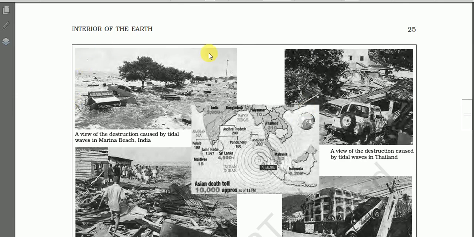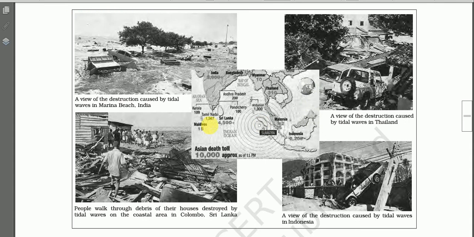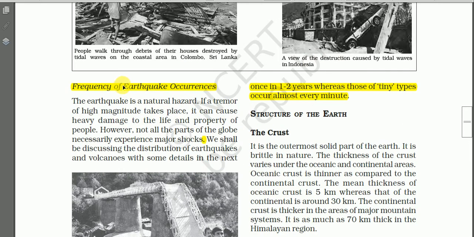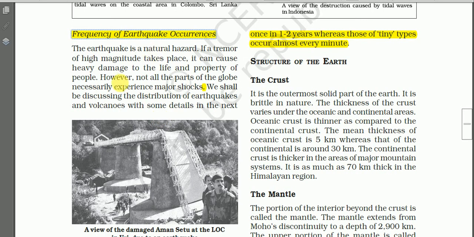And so these are the photographs given in your book about the effects of earthquakes. Now let us see the frequency of earthquake occurrences, means the number of earthquakes occurring in a year.